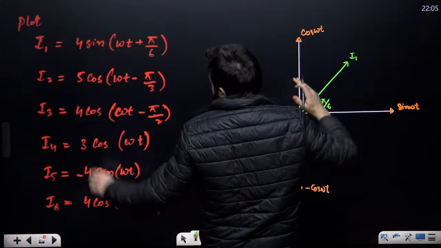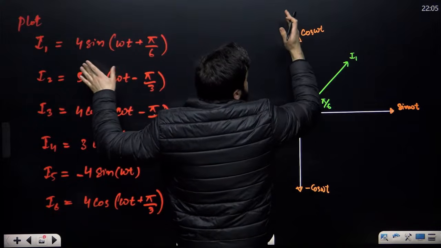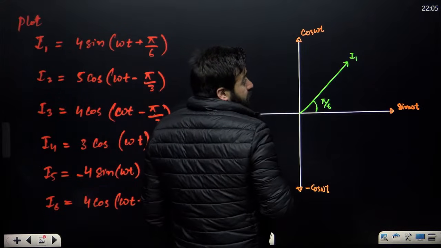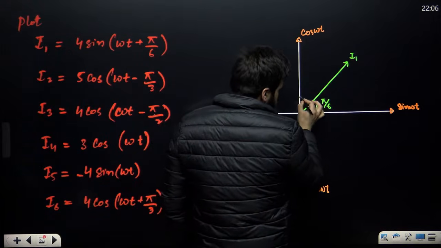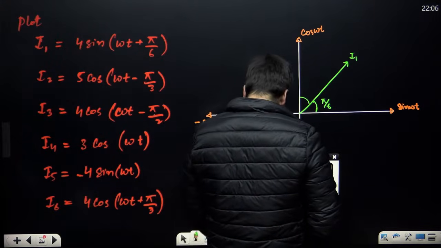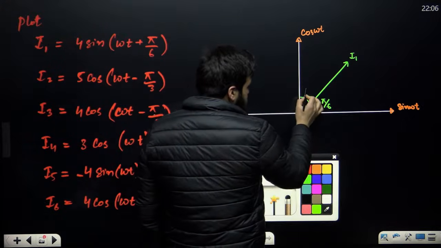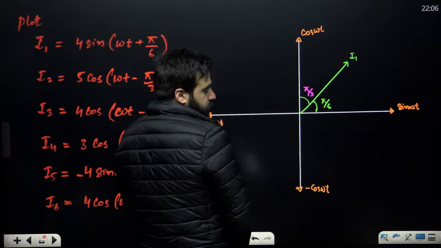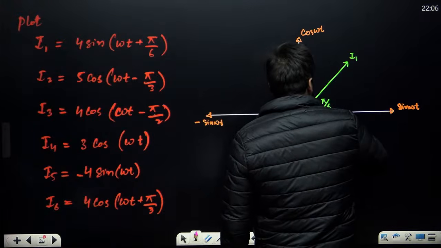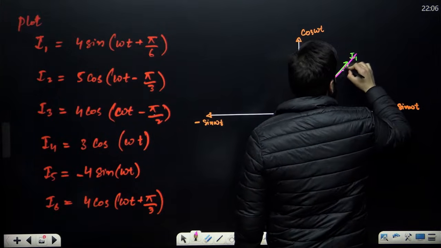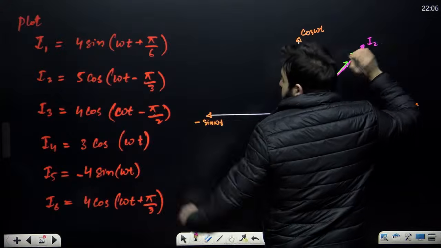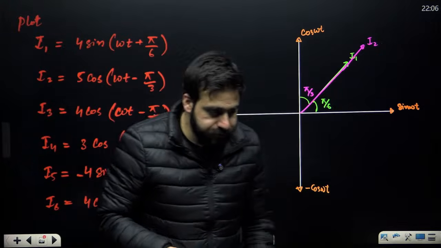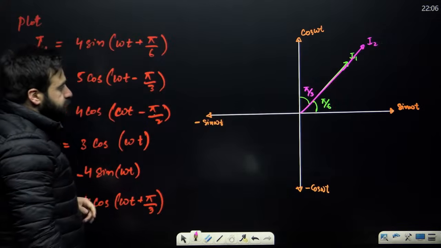Second one is 5 cos omega t minus pi by 3. Guys, it is cos. If it was only cos omega t, I would have made on the axis, but it is minus pi by 3. Minus means clockwise. And pi by 3 is how much? 60 degrees. If this is 30, so 60 would be on this line. Right? Total is 90, na? If this is 30, this will be pi by 3. So then this would be the second one, I2. I'll make this a bit longer. Why, sir? Because amplitude of this is 4, amplitude of this is 5. That's why I'm making it a bit longer.